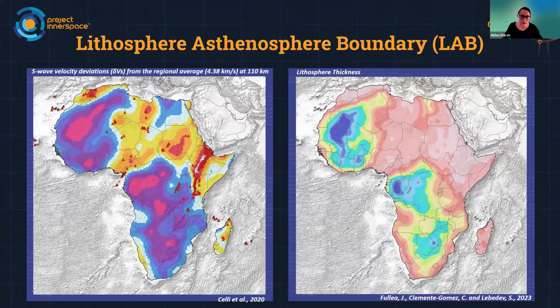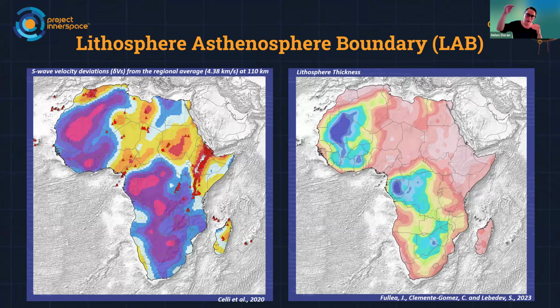But before we get there, we want to talk first about the layers, and we'll start with the LAB. Because this really, in many ways, is the most important, but the hardest to define. And we've mentioned before, it's a significant transition zone within the Earth's mantle, and it's characterized by a velocity contrast.